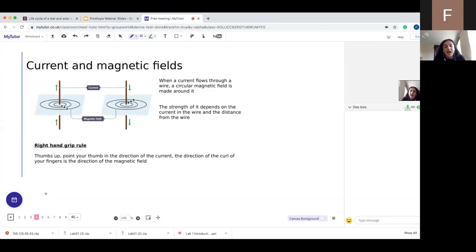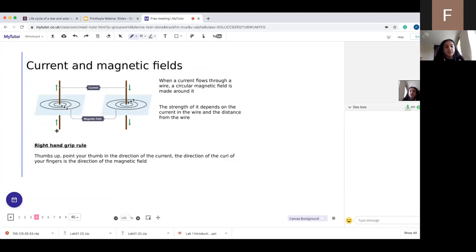Then we went on to look at how current and magnetic fields are linked together. So if we have a current carrying wire or a conductor, a magnetic field will be created around that wire. So we have the wire pointing in some direction and the magnetic field is circular around it. So it's one circle, big circle, expanding outwards, as we can see in the diagram. Okay, so a current carrying wire produces its own magnetic field around itself. So magnets do that, but so do current carrying wires.